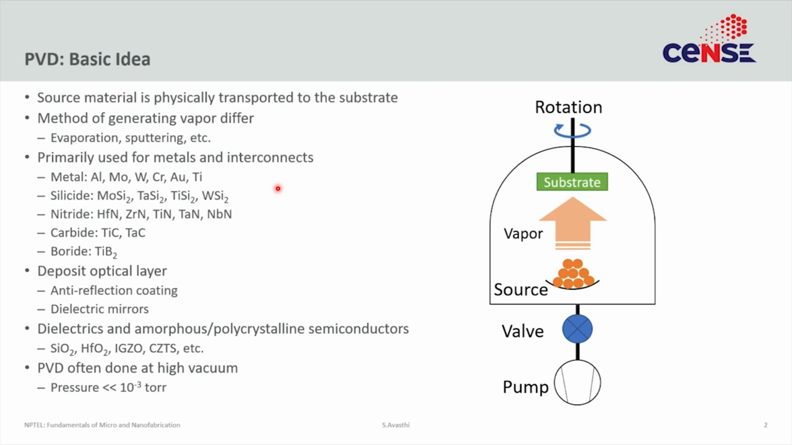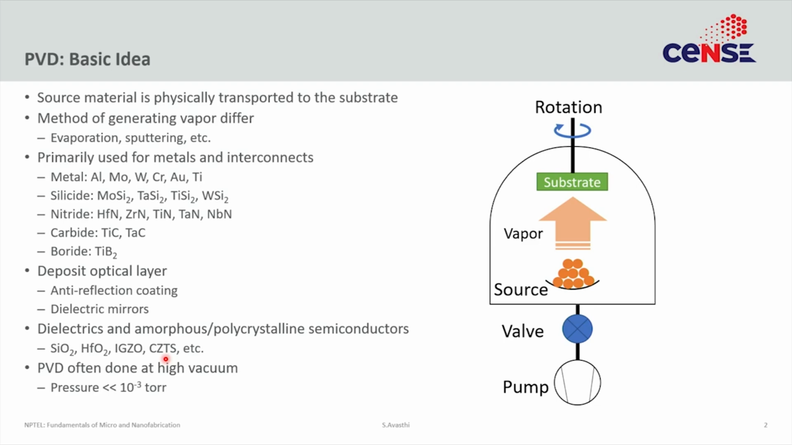We also deposit optical films. So supposing you want an anti-reflection coating in your solar cell, or you want some dielectric mirrors in your photonic devices, for that also you can use physical vapor deposition. Dielectrics can sometimes be also deposited. They are not as great a quality as grown dielectrics. However, for various applications they do very well. Some semiconductors which tend to be defect tolerant and don't care about grain boundaries, etc. too much, or are trying to be low cost, for example CZTS, IGZO, etc. can also be deposited using physical vapor deposition.